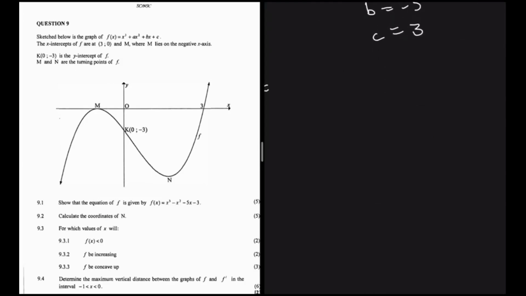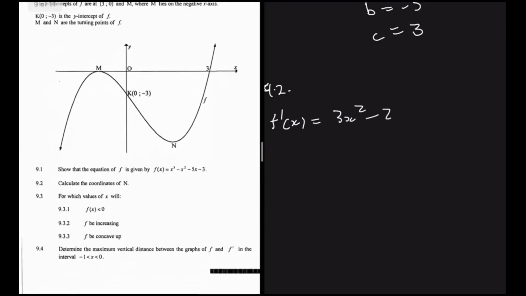And then now we can move to 9.2, which says calculate the value of n. N is a turning point, and what do we know about a turning point? We know that the gradient is 0, right? So we can differentiate our function and attempt to find n. If we differentiate f of x, we're going to get 3x squared minus 2x minus 5, and then the gradient at the turning point, we know that is equal to 0. So now if we factorize this, we're going to find the x coordinate of n, and then find y.